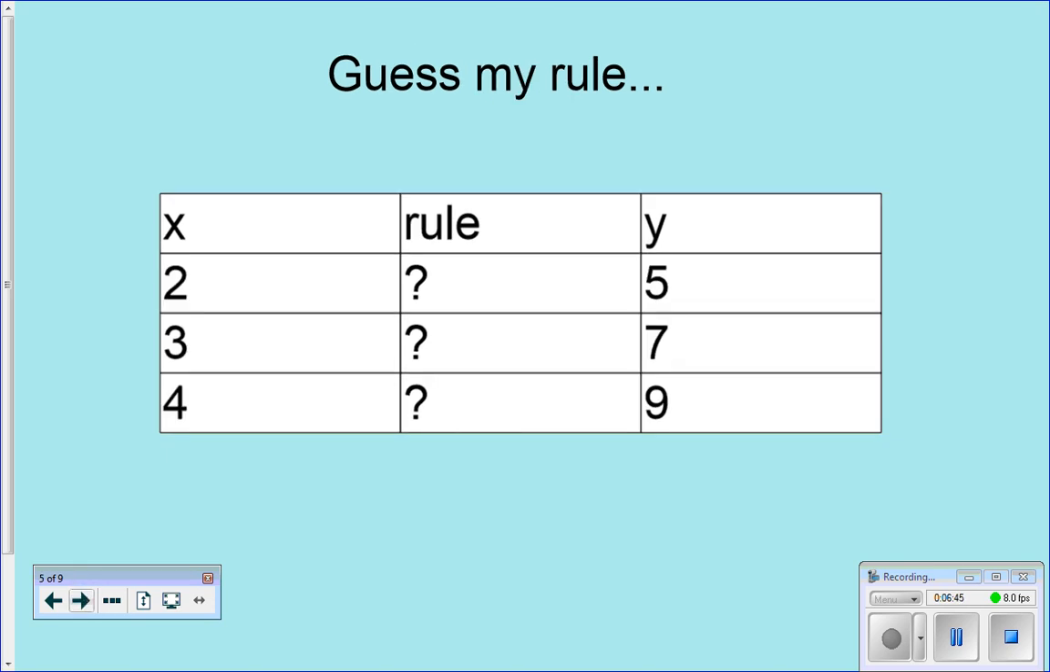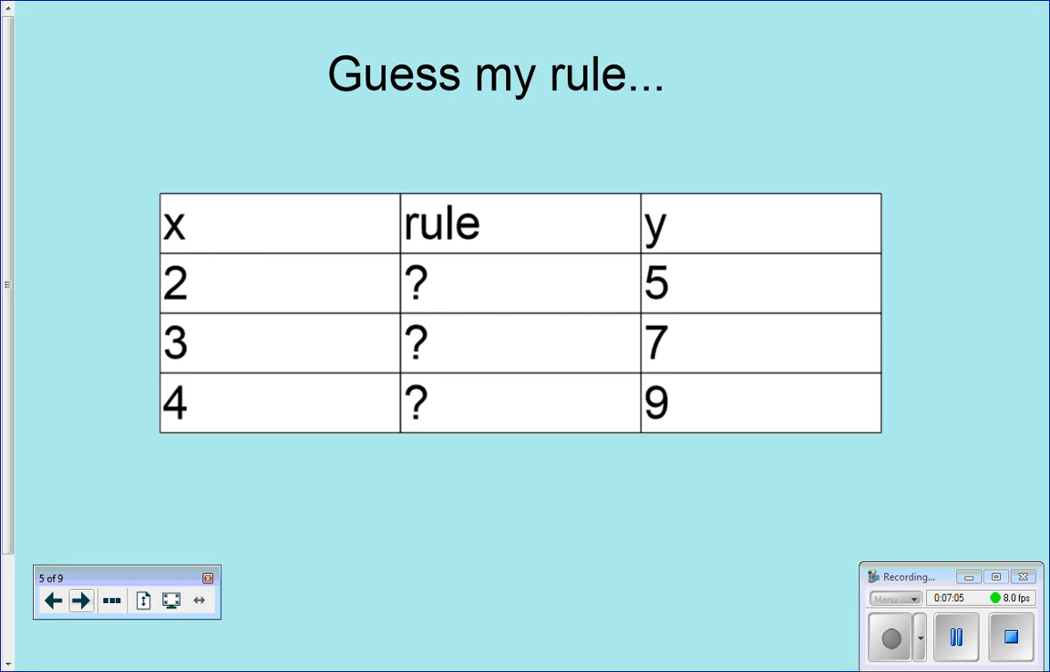What's my rule? Ooh, I know this one. No, I don't want you to yell it out. Think about it. Everybody's got to think about it. If you don't know what it is, what am I doing to X to get to Y? And then think about it. Does it work for this one? Does it work for this one?